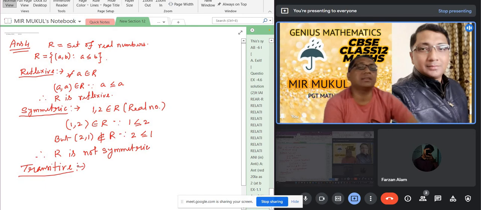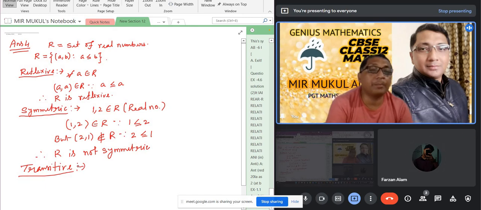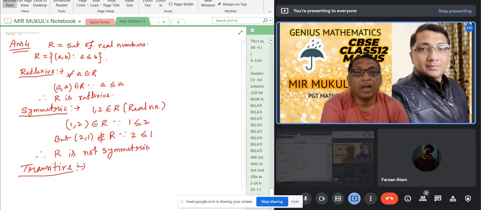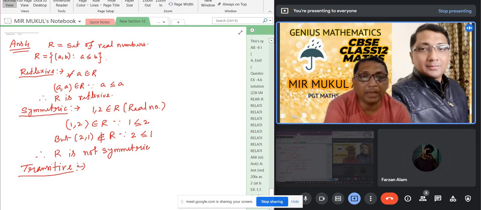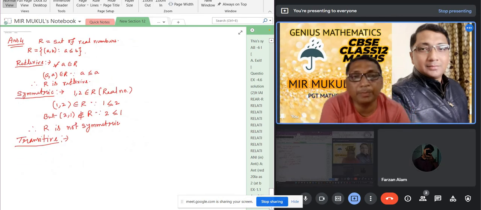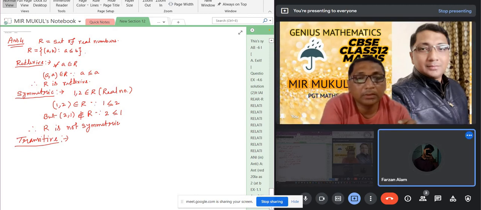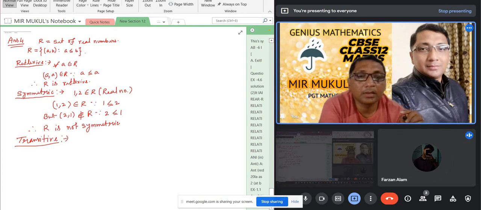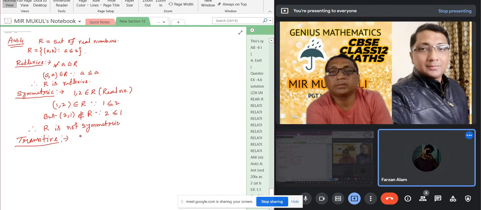Now, since it is transitive, giving an example, we can't say... Logically you have to give: A less or equals to B and B less or equals to C. Which one became the smallest? So if A less or equals to B and B less or equals to C, who is the smallest? A. And the biggest? C. So A less or equals to C we can say.